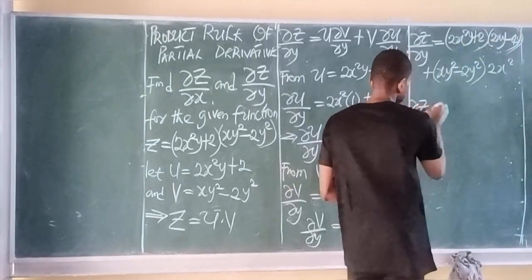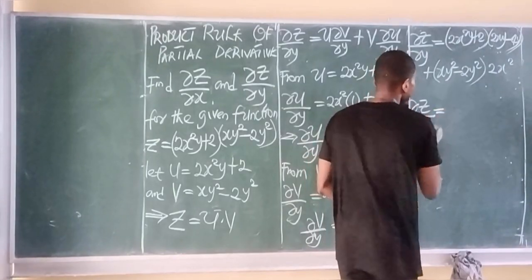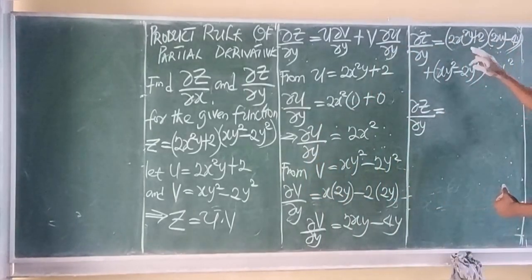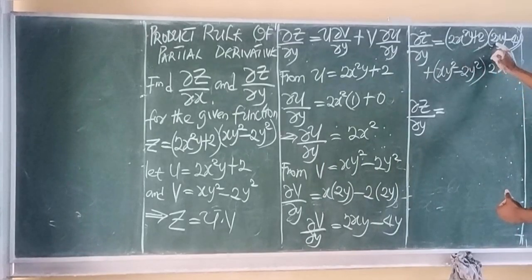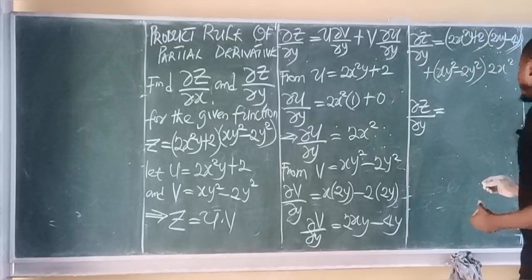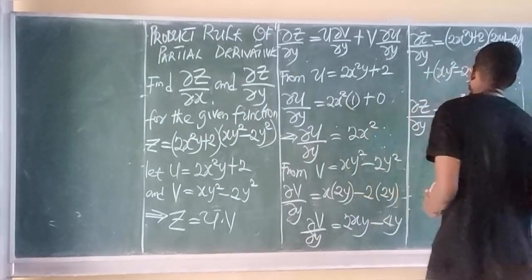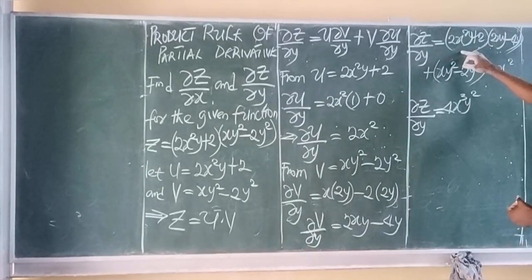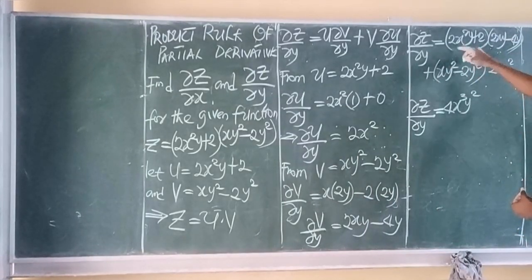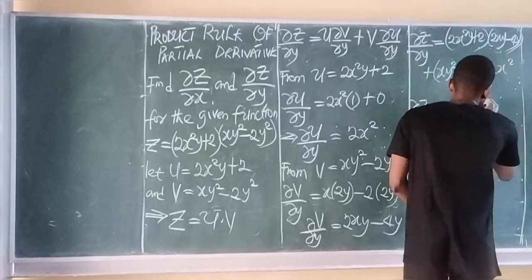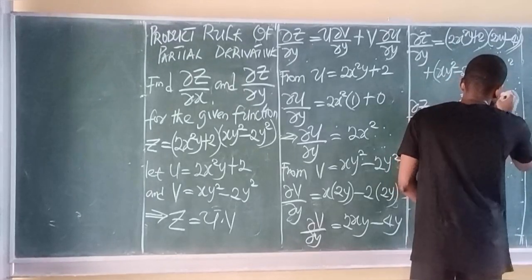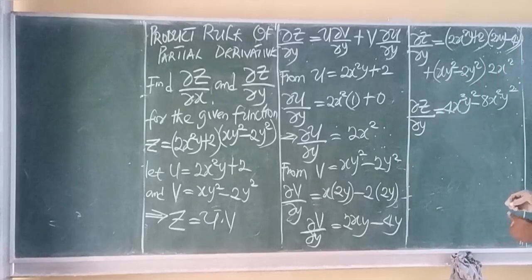Partial z, partial y is now equal to, so 2x squared y multiplied by 2xy gives us 2 times 2, which is 4. X squared times x gives us x cubed. Y times y gives us y squared. So we simply have 4x cubed y squared. Same thing, 2x squared y multiplied by 4y. 2 times 4 is 8. Y times y is y squared. So we simply have minus 8x squared y squared.